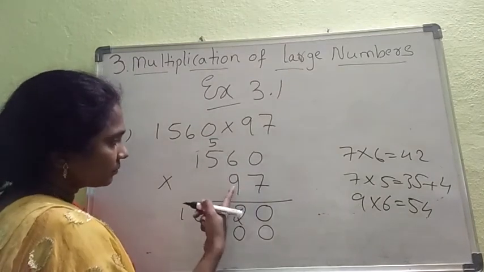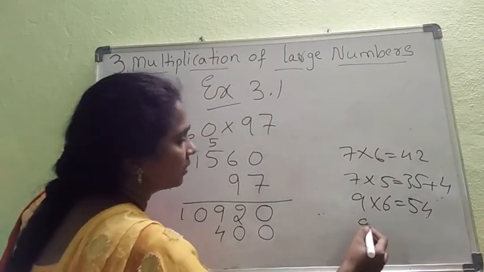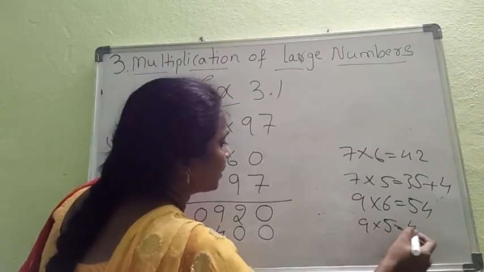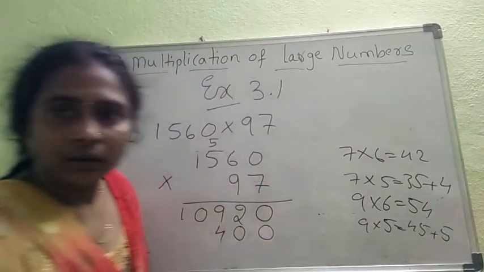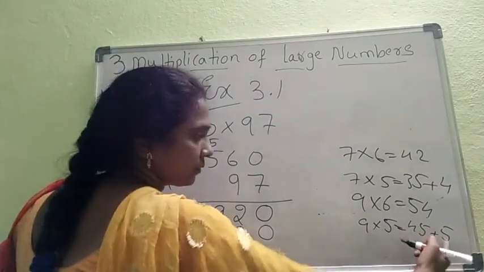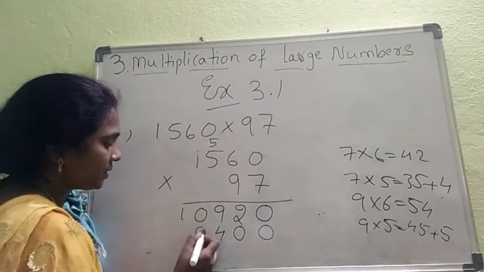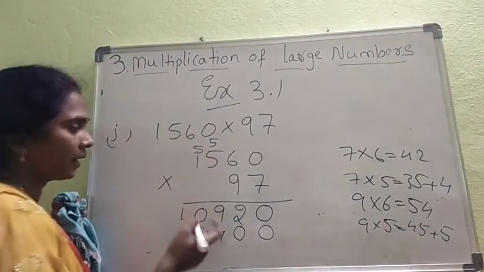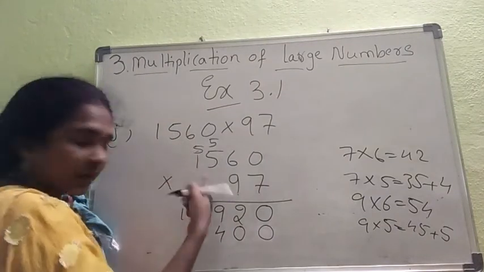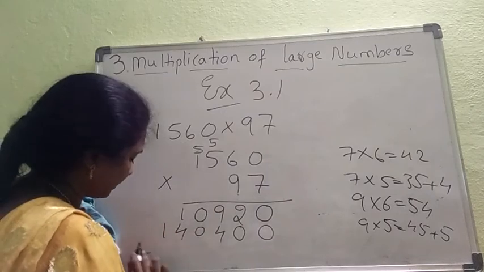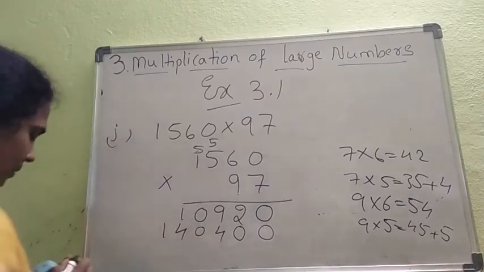Next, 9 5s are, how much? 9 5s are 45. What is the carry we have? That is 5, right? 45 plus 5, 50. That means 0 here, 5 should be the carry. 9 ones are 9 plus 5, that is 14. Okay?